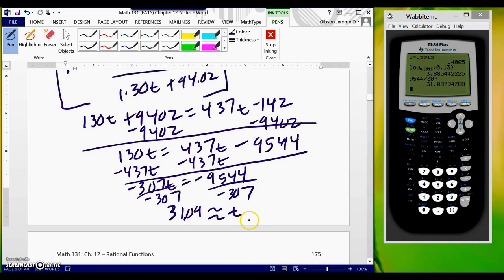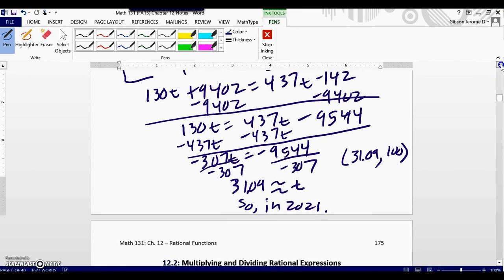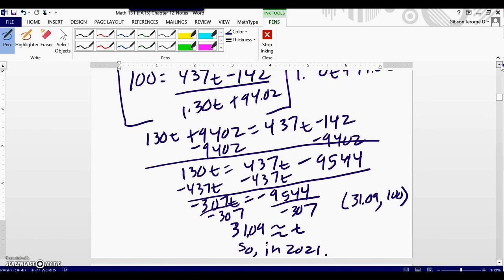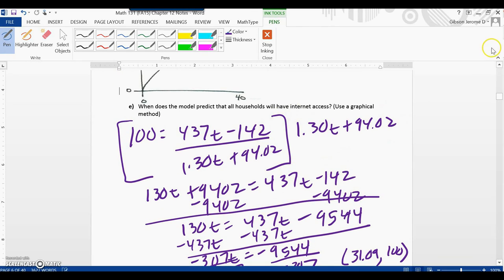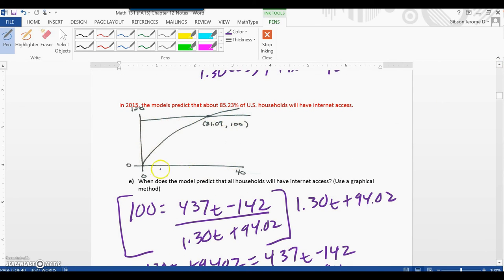Now we know t is represented by x. So we already had our y, so our ordered pair would be (31.09, 100). So this would mean that it would be in 2021. Now as far as the graph is concerned, I ran out of room with this equation when I was going through this problem here, but here's the graph that will show you exactly what your prediction is as far as your ordered pair and how the graph should look. So we're done.